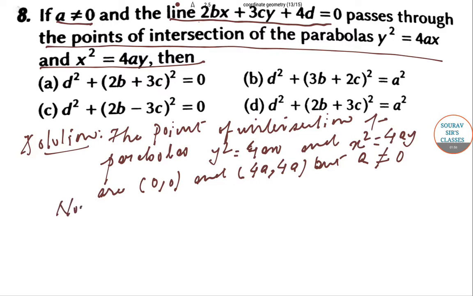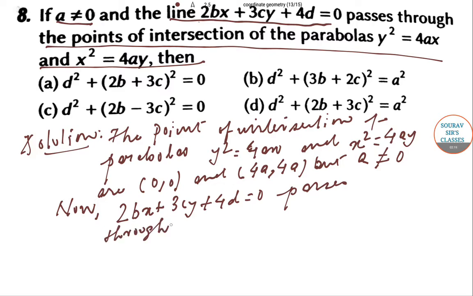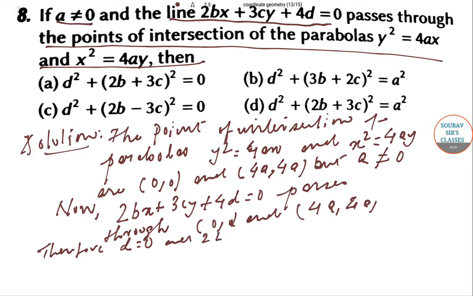Now the line 2bx + 3cy + d = 0 passes through (0, 0) and (4a, 4a). Therefore, you can write d = 0, and 2b into 4a plus 3c into 4a is equal to 0, that is, 2b + 3c = 0.